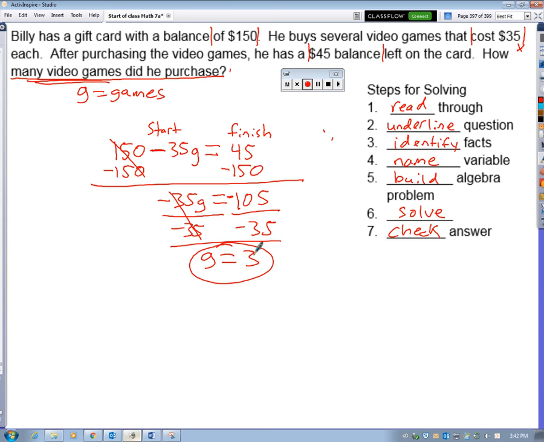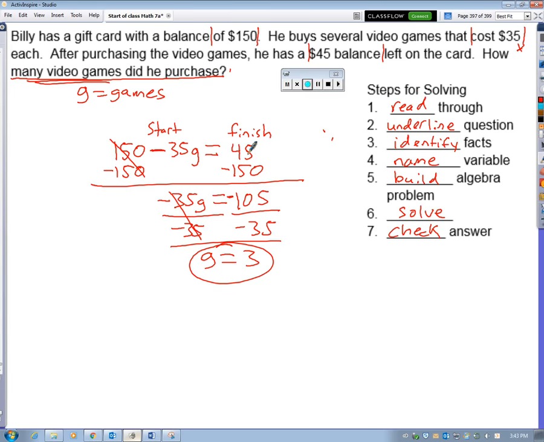Now let's go through here and check our answer. We could put 3 in here for G. So 150 minus 35 times 3, which would be 105. 150 minus 105 is going to get me 45, okay, which is exactly what we want.